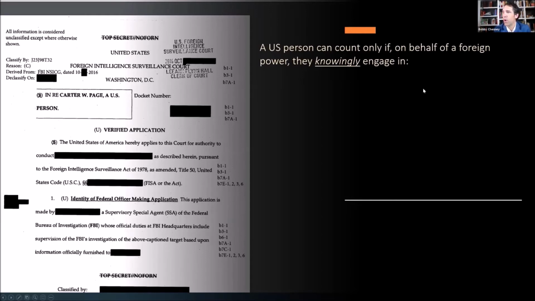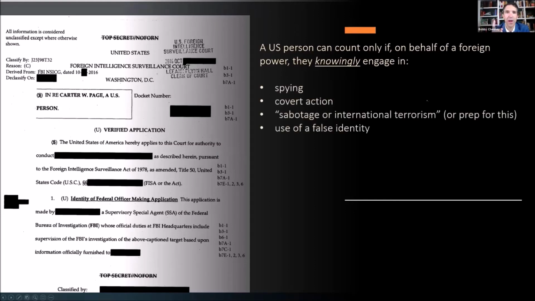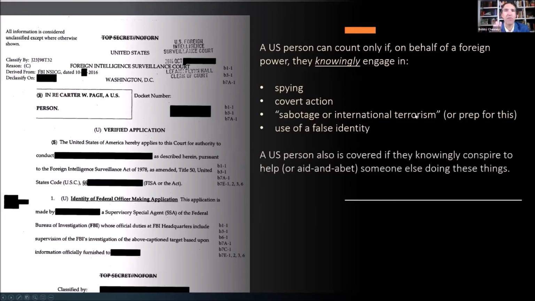So to establish and get a FISA surveillance order for a US person as an agent of a foreign power, you not only need to have a foreign power using the test I just described, but you've got to show that the individual US person knowingly did one of these things: spying, covert action, sabotage or international terrorism, or use of a false identity for the benefit of the foreign power. Or conspiring with someone else in doing those things, or aiding and abetting someone else doing those things.